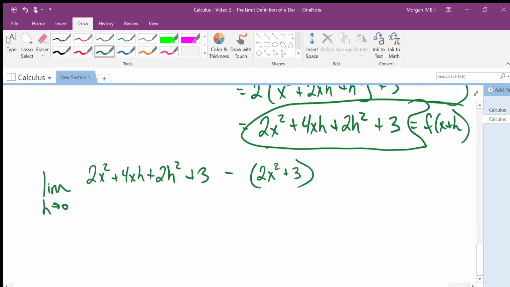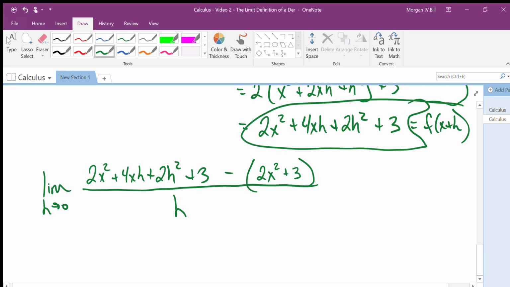Again, I like to put that in parentheses, because I'm subtracting the whole thing. If I don't put it in parentheses, what happens a lot of times is you'll see this: you'll see minus 2x squared plus 3. And that's not right, because you're subtracting the 2x squared, and you're subtracting the 3. So parentheses help me to remember to subtract all those terms, all over h.